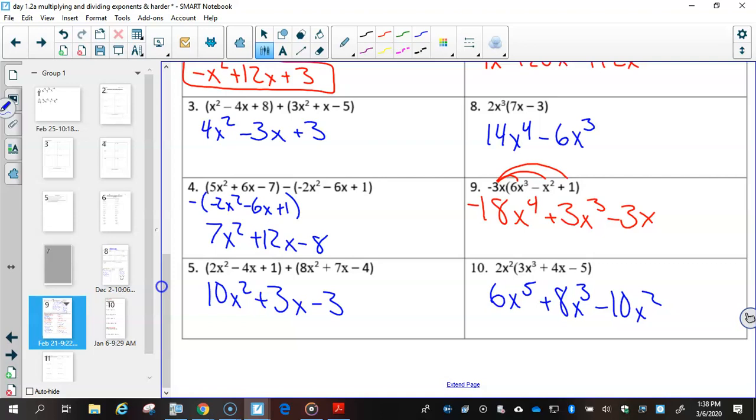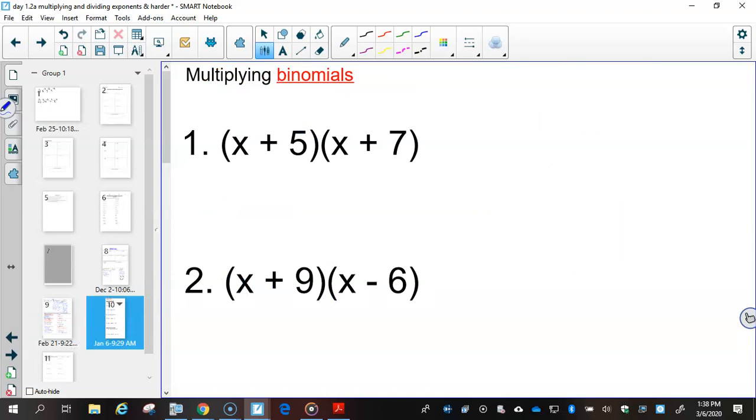Alright, so this multiplying we were doing was multiplying monomials, which means one term, to polynomials. Now we're going to multiply binomials, which means two terms. So before I show you how to do that algebraically, I want to show you a different way to do this.